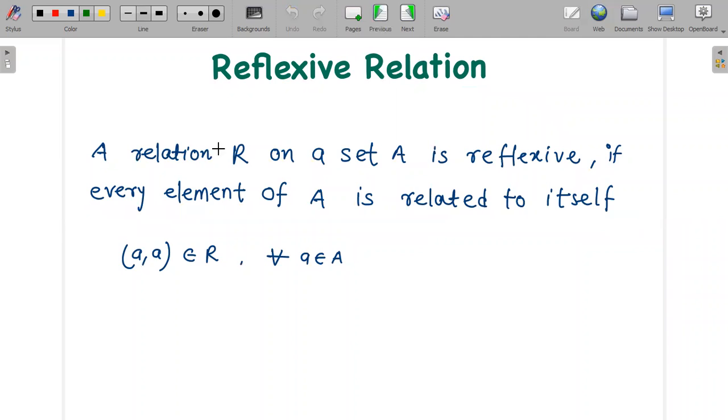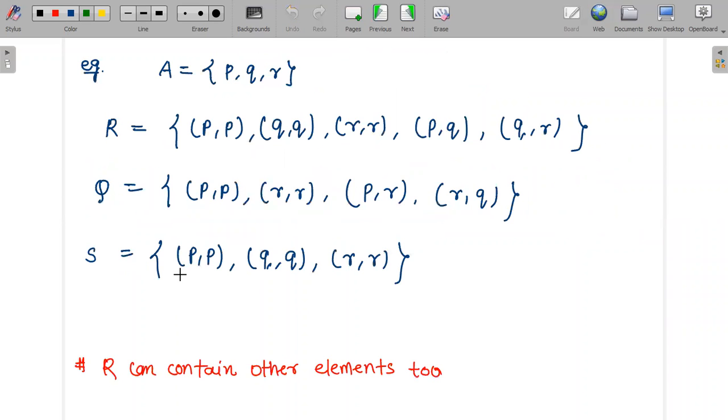So, reflexive relation: a relation R in a finite set A is said to be reflexive only if every element of set A is related to itself. Suppose set A contains some finite number of elements A, B, C. If every element of A is associated to itself, only then the relation is said to be reflexive. Otherwise, no. For example, say we have a set A containing three elements P, Q, and R.